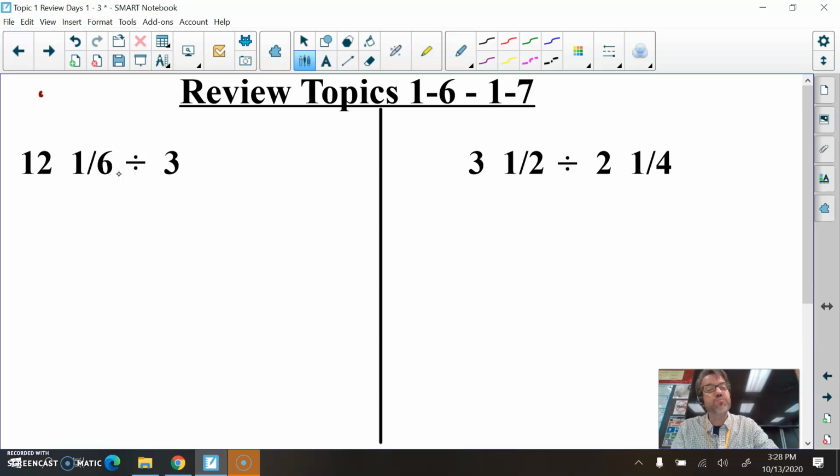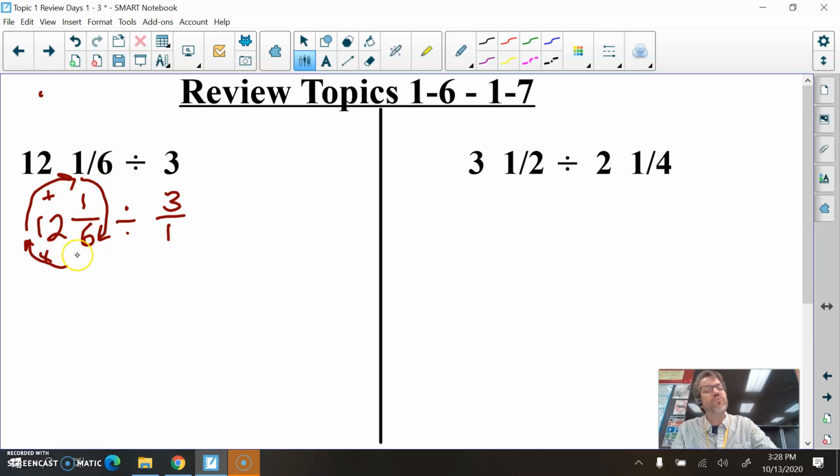All right, so it would be good to rewrite this like this, 12 and 1/6 with a horizontal fraction bar. Now we're dividing by 3, which is the same thing as 3 over 1. Okay, so now what do I need to do here? Well, I need to change 12 and 1/6 into an improper fraction. So let's do that. 6 times 12, I'll help you out. That's 72. Plus 1, which is 73. We put that over the denominator, which is 6. So 73 over 6.